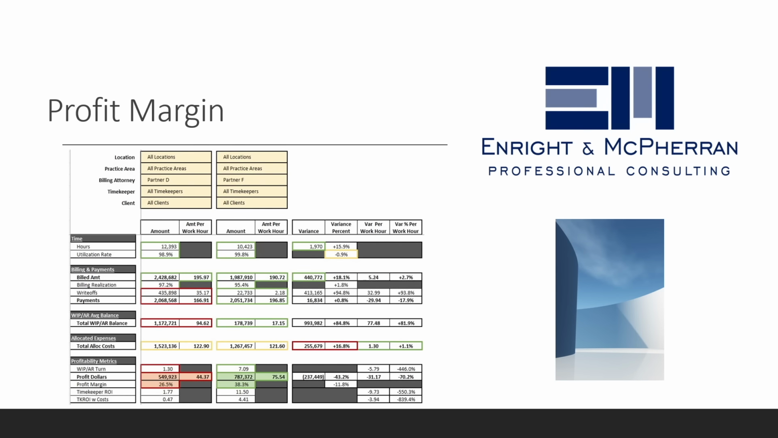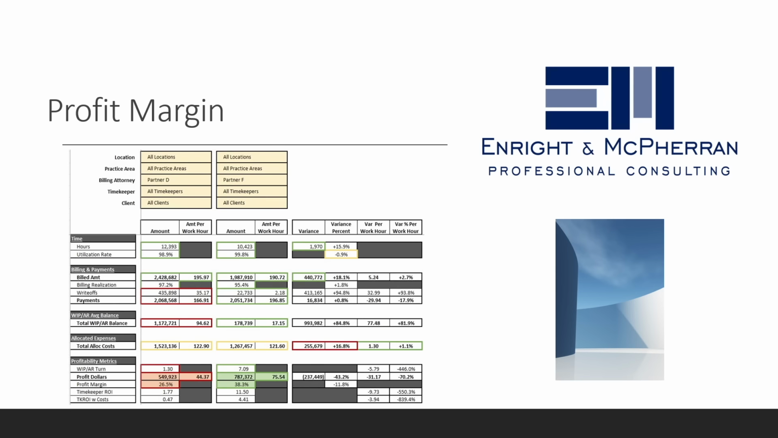The profit margin is calculated by taking the payments received and subtracting the total allocated costs. We can see that Partner F is nearly a 12% higher profit margin than that of Partner D. The profit margin number answers two questions. How much did we make based on the payments received, and how profitable were we? It does not answer the third important question when considering your return on investment, and that is, how much did we have to carry in WIP AR to bring in those payments?